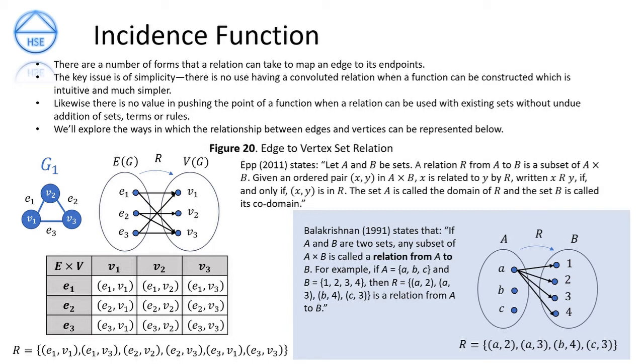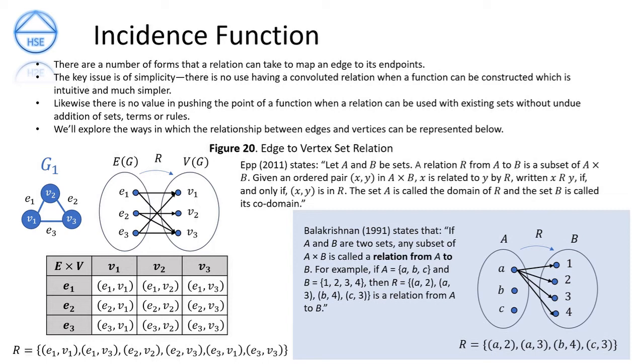Figure 20 shows our common simple graph G1, which has 3 edges and 3 vertices. The relation between the edge and vertex sets is shown. Note the bird's nest nature of relations. I've included EP 2011's definition of a relation and contrasted it with that of Balakrishnan in 1991. They're both essentially saying the same thing.